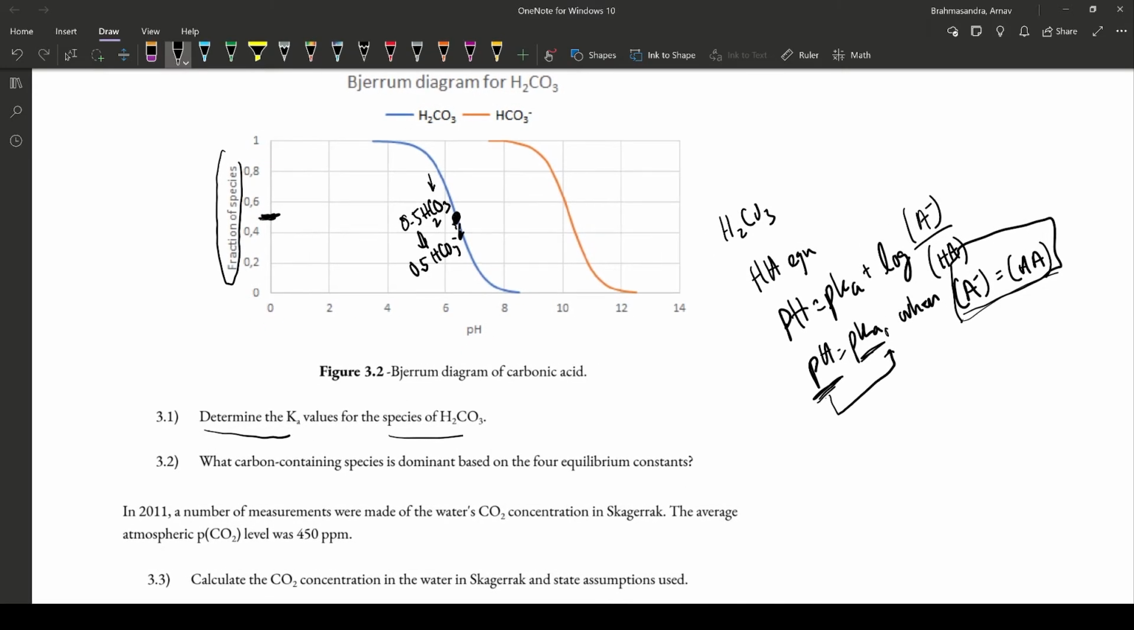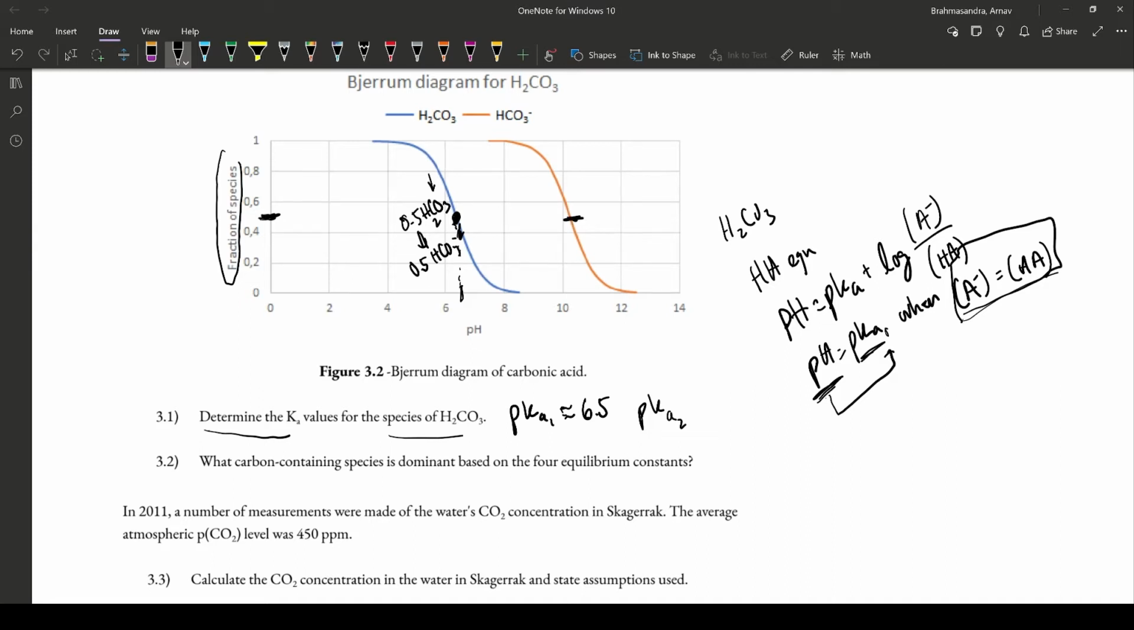So if we look at the vertical and see our pH, we can approximate. It's a little bit difficult to approximate, but I approximated this as 6.5, which means that our pKa1 is approximately 6.5. So that's the pKa for the first dissociation step. Now we want to look at the second dissociation step. We do the exact same thing. Let's look at where it's 0.5, but this time we're looking at 0.5 of HCO3 minus.